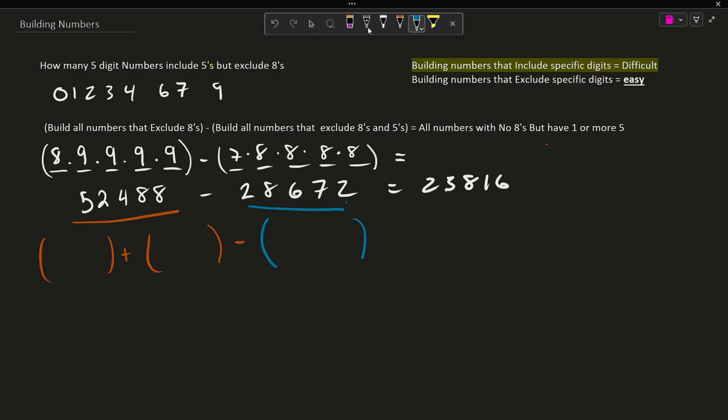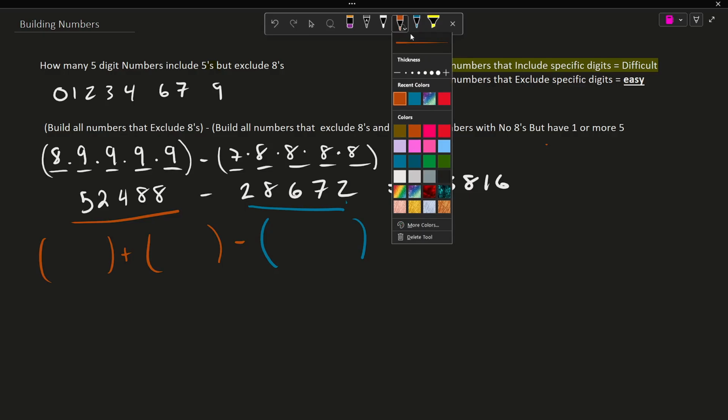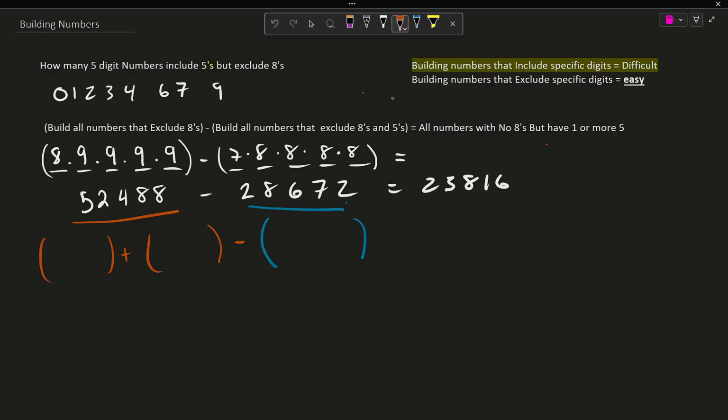Numbers that have, let me go back to my brown here, 8's, no, and 5's, no. And then there are some that have 8's, no, and 5's, yes. Okay? Why do I write 8's, no in both cases? Because remember, the initial condition for this 8 times 9 times 9, this number here, was that there are no 8's. So there are 2 types of numbers: numbers with no 8's and no 5's, plus numbers with no 8's and with 5's.